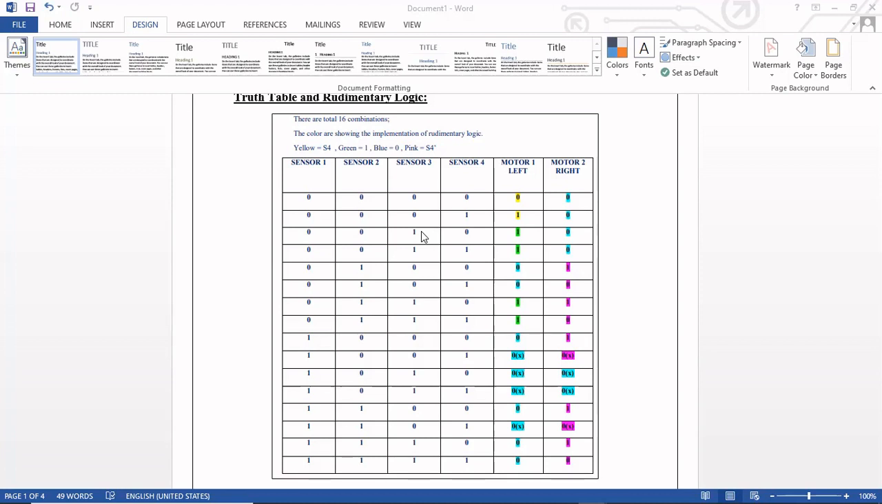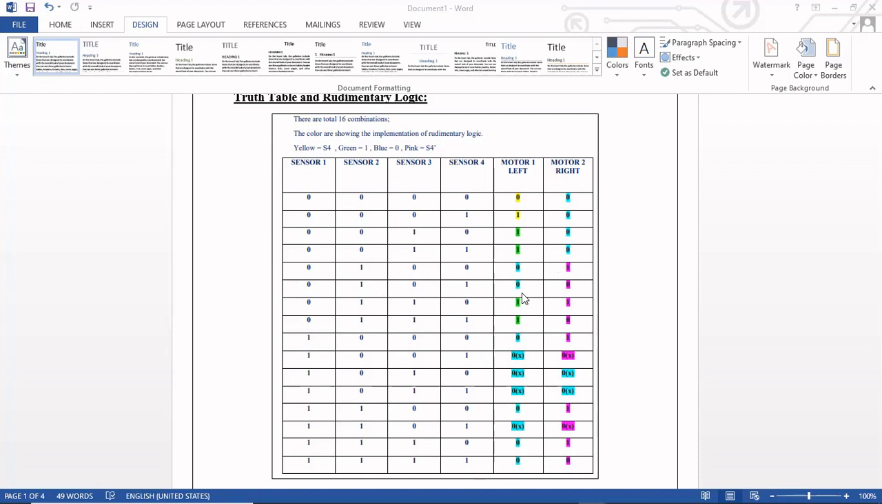Similarly, when the middle right sensor is on, then the left motor is again on, and when both right sensors are on, the left motor is on. Now, when the left middle sensor is on, it means that we have to take the left turn. So the right motor should be on at this time, and there is one at the output of the right motor. Similarly, when both right and left sensors are on, then it becomes a don't care condition.